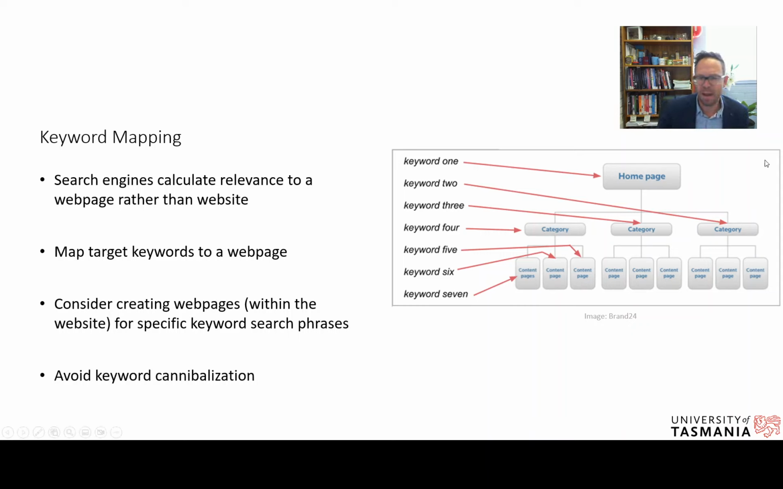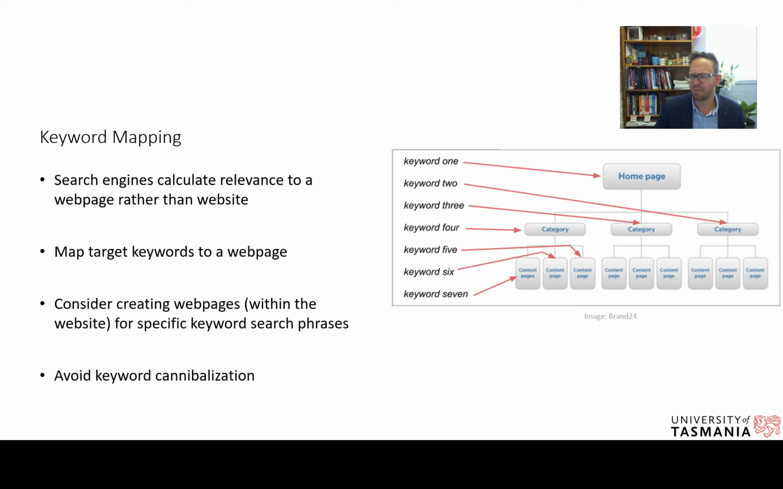So we map the target words to a website and consider creating web pages within the website for specific keyword search phrases. So the home page might be targeting the main word, but you might have specific pages in there targeting specific products or sub-products.